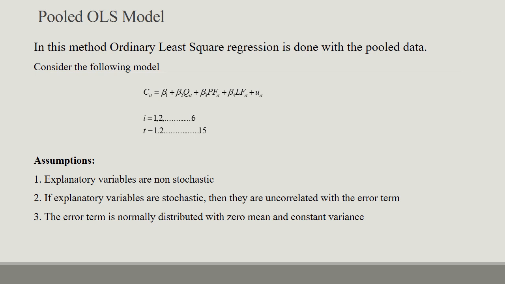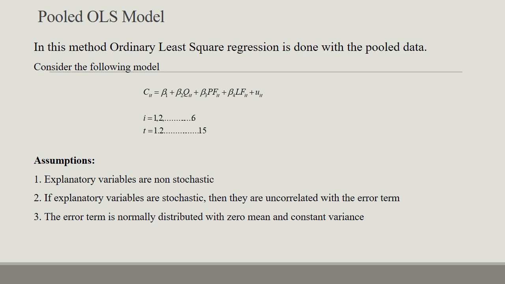Pooled OLS model. In this model, ordinary least squares regression, that is OLS regression, is done with the pooled data. That means we combine time series and cross-section data, then simply we run the ordinary least squares. For example, here the multiple regression is given: C_it = beta 1 + beta 2 Q_it + beta 3 PF_it + beta 4 LF_it + U_it. So it is an example of multiple regression model.